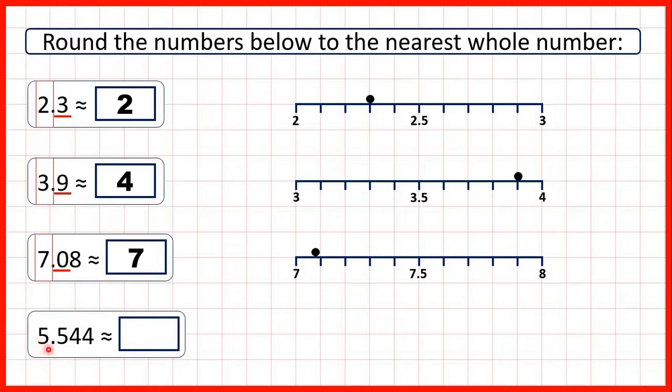Finally, we have 5.544. So we have 3 digits after the decimal point, but that doesn't matter because we still do the same thing. We find our ones digit and look at our tenths digit. Because we have 5 or more, we have 5 tenths, we know that we're rounding up. So 5.544 rounds to 6. And we can see on a number line that 5.544 is between 5 and 6, and it's also between 5.5 and 5.6.